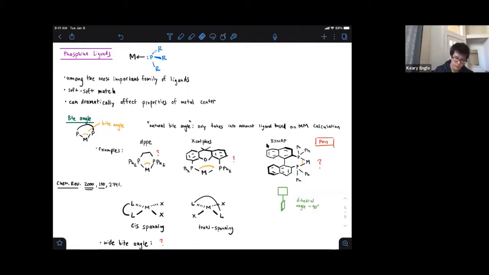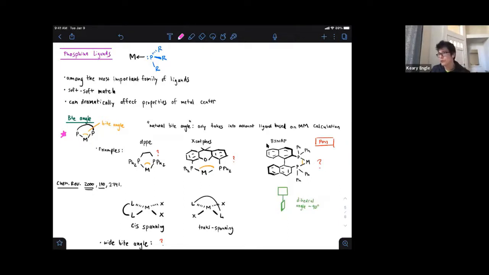So one descriptor that we've seen already, but now we'll rigorously define it, is this descriptor of bite angle, which I've drawn here as the angle that's formed in a bidentate bisphosphine ligand, for example, or a PN ligand or an NN ligand. The angle that's formed between these two ligands as they coordinate to the metal center, drawn in orange here.